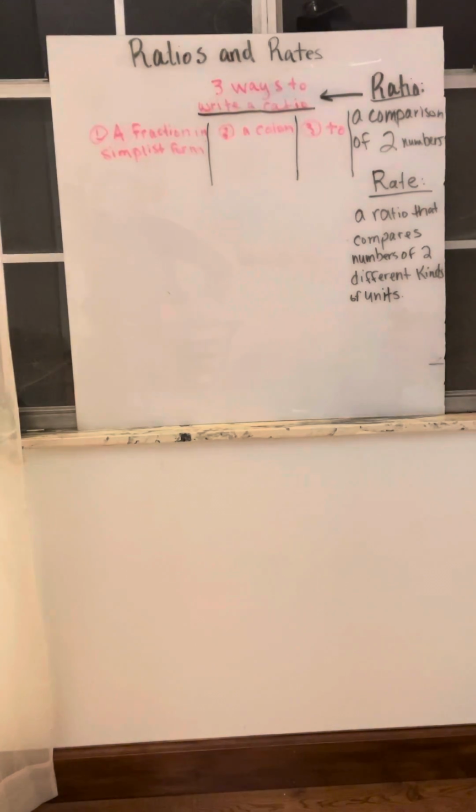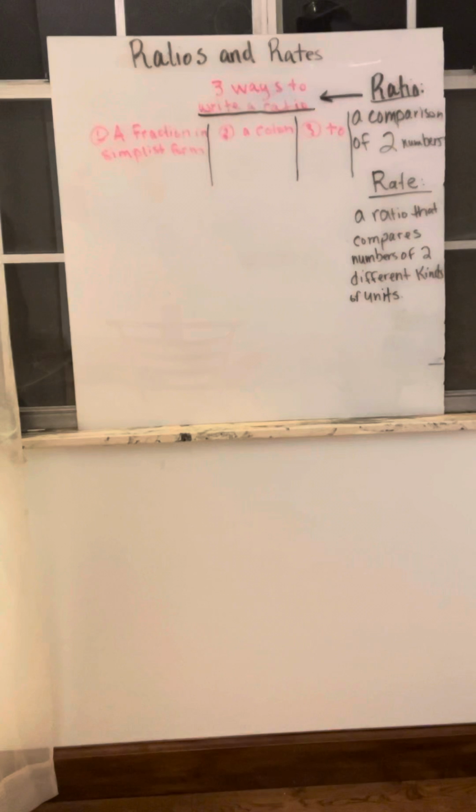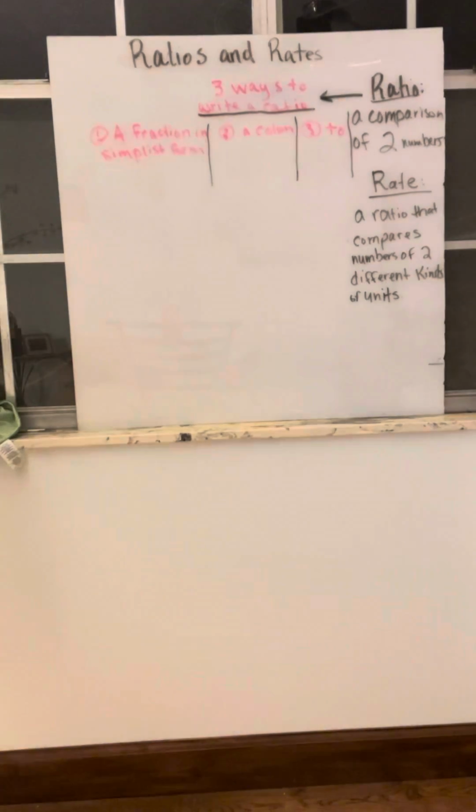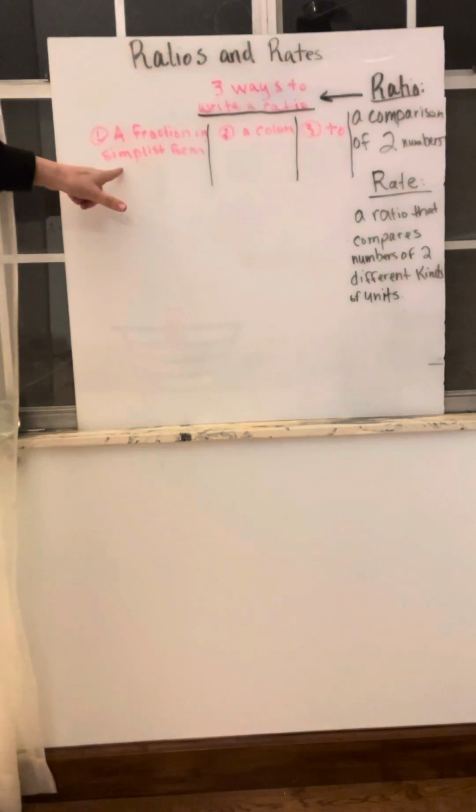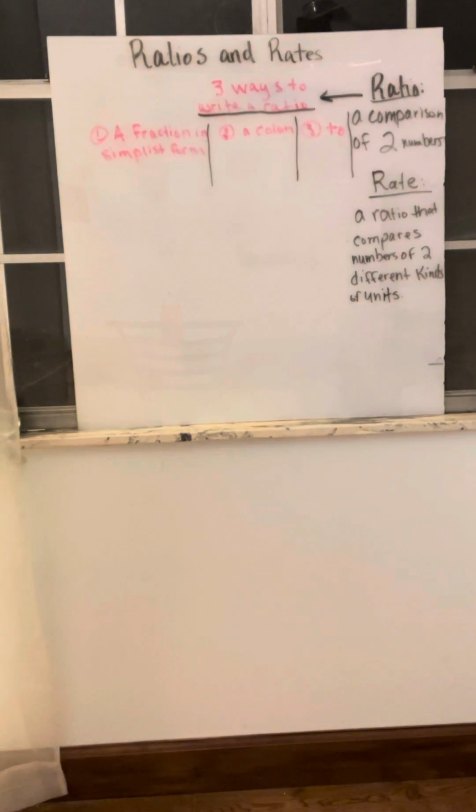All right, guys, today we are going to learn about ratios and rates. It's a new unit, and a ratio is a comparison of two numbers. I know you've seen it before, and a rate is a ratio that compares numbers of two different kinds, like 3 apples to 4 oranges, or $2.99 for a gallon of gas, things of that nature, okay? A ratio can be written 3 ways, all right? As a fraction in simplest form, with a colon, or the word "to", okay?